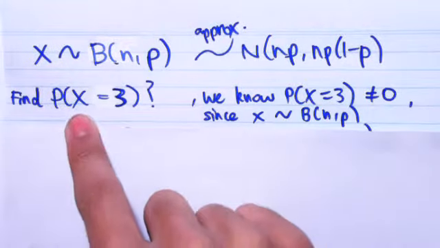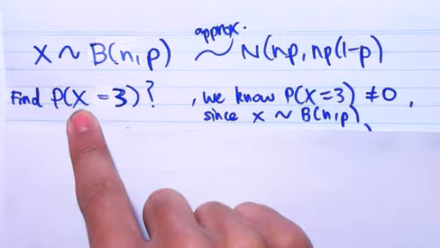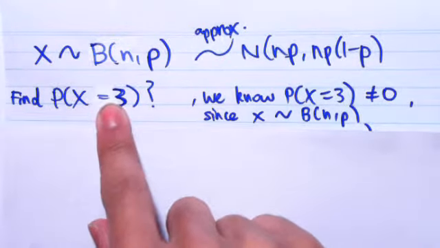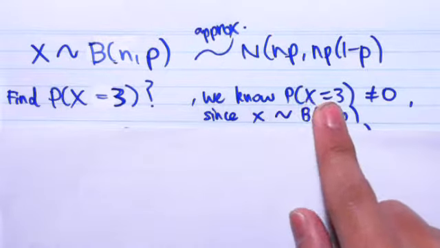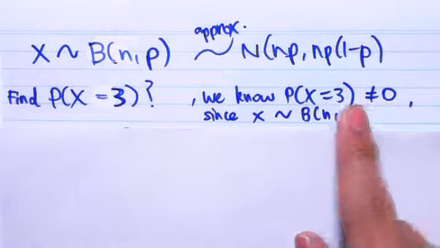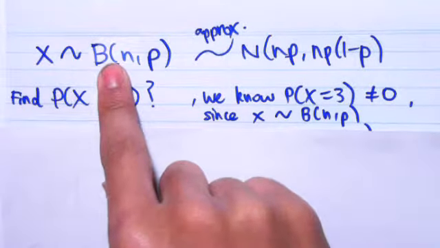So let's say x denotes the number of heads that we want to achieve in tossing a coin n times. And so we want to find the probability of getting 3 heads. We know that the probability of getting 3 heads cannot equal 0 because we know that x belongs to a binomial distribution of np.